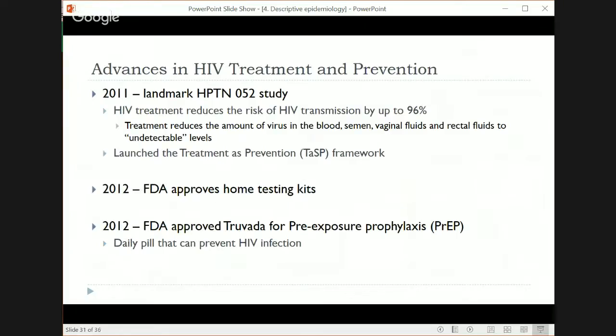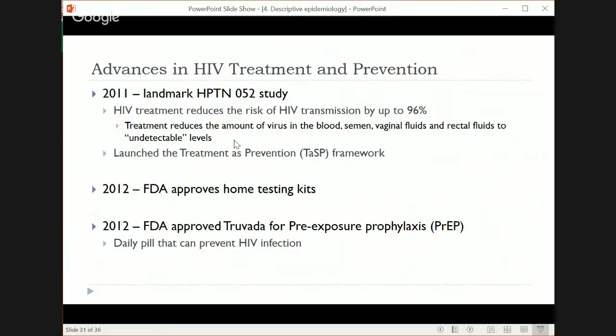So where are we at in terms of treatment and prevention? In 2011, there was a landmark study. And what this study told us was that HIV treatment could reduce the risk of HIV transmission by up to 96%. So if you get someone to take the antiretrovirals, then it reduces the level of virus that's circulating in their blood. It reduces it to what we call undetectable levels.